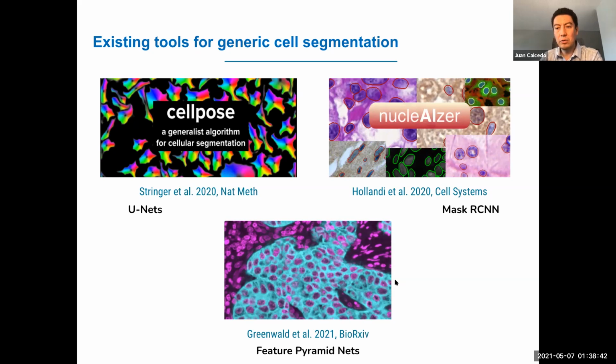So we are making progress as a community for segmenting cells automatically. We are not just segmenting the nucleus, we now segment also the cell body or the cytoplasm of the cell, which is, of course, a little bit more challenging.